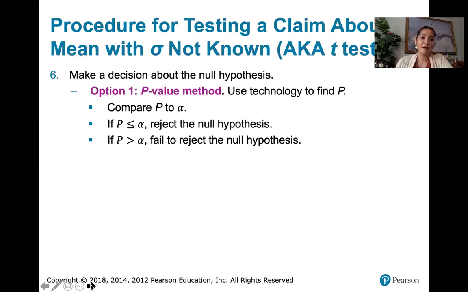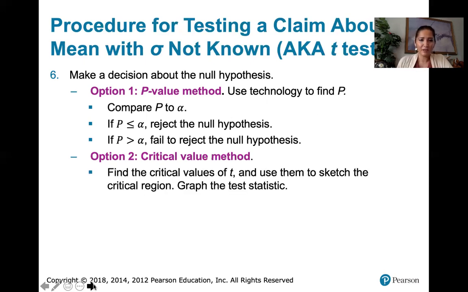And again, we could use a mnemonic. If p is low, the null must go. If p is high relative to alpha, the null can fly. That's our little memory device there. Okay, so you've got the p-value method. That's one option. Now, if you don't have access to technology, you can use the critical value method instead. In order to do this, you need table A3, which you'll have access to during your exam.